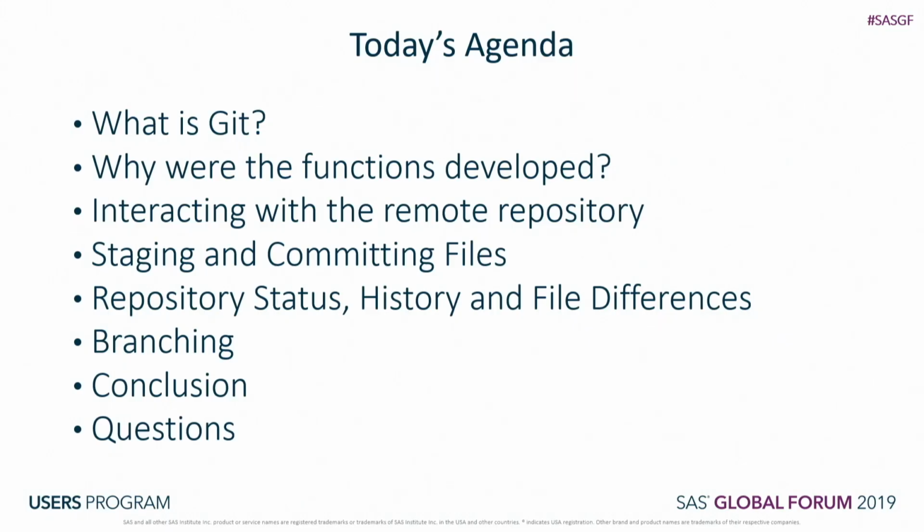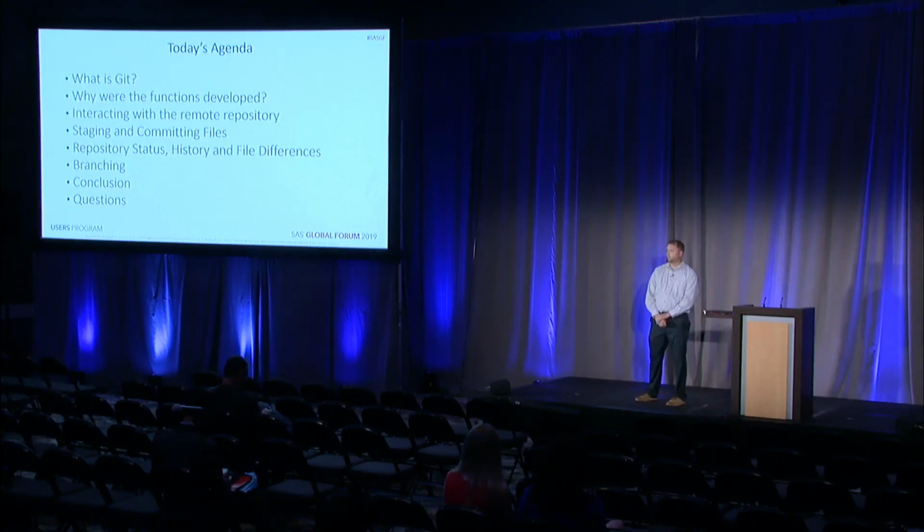Today's agenda: we'll do a quick overview of what Git is. We'll talk about why the functions were developed, and then we'll talk about the functions themselves, starting with functions that interact with the remote repository, functions for staging and committing files, and then functions for retrieving the status, the history, and file differences. Then we'll wrap it up with some functions about branching, and then conclude and open it up for questions.